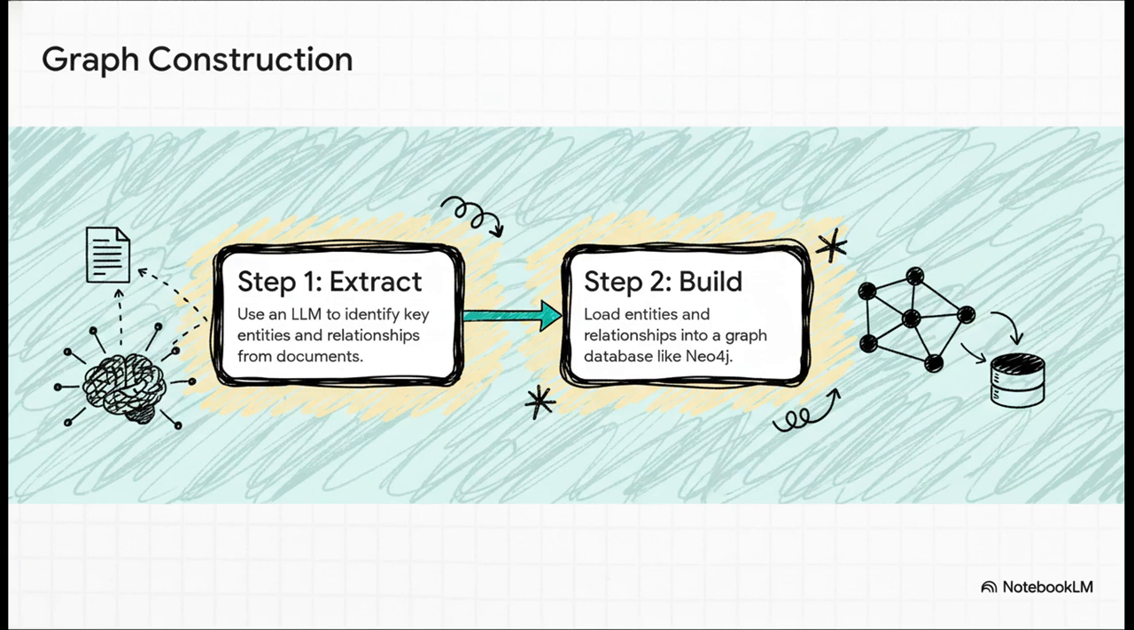So first, you pretty much unleash a large language model on all your text. Its job is to read through everything and act like a super smart librarian, identifying the key people, places, and things, the entities, and, most importantly, how they all relate to each other. Then you just take all that structured gold and load it into a graph database, which actually builds out that web of knowledge for you.